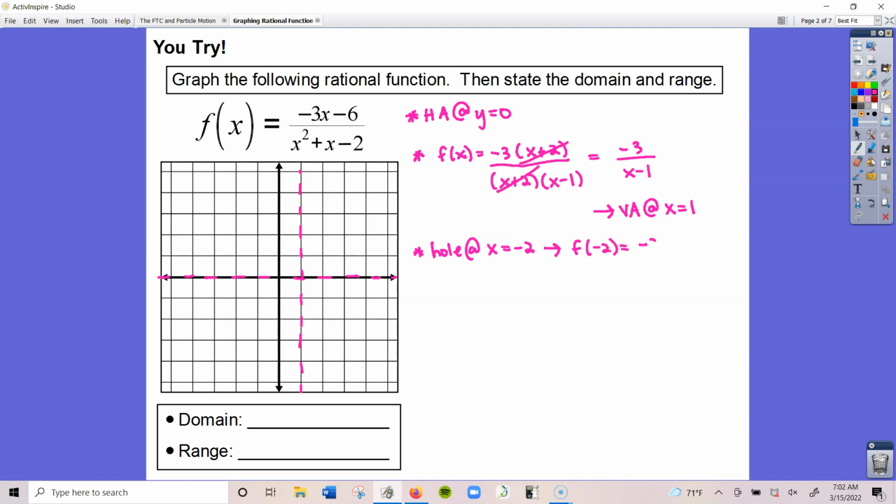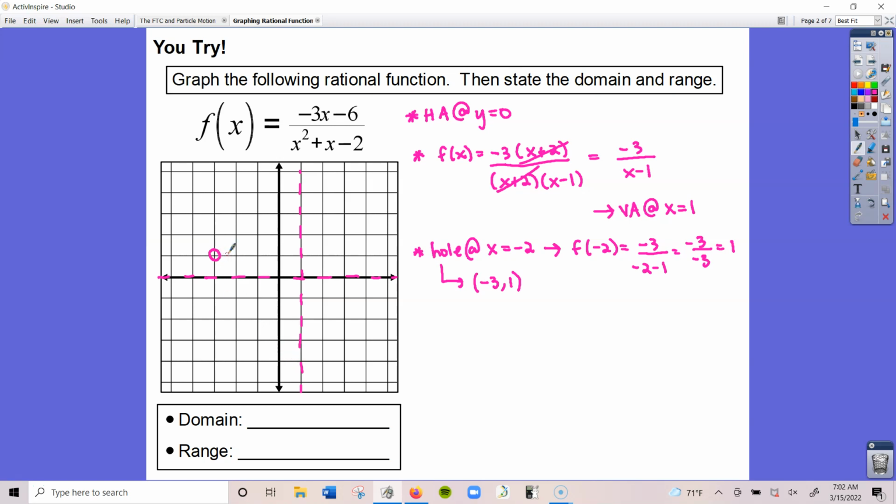And that's going to be -3 over -2 minus 1, which is -3 over -3. So I have a hole with the y value of 1. So my coordinate is going to be -3, 1. When I put this on the graph, we're going to go to -3, 1, and instead of putting a solid circle, I'm going to put an open circle.